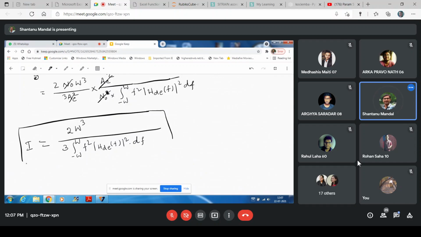with de-emphasis and pre-emphasis. So up to this is the noise calculation of the FM.